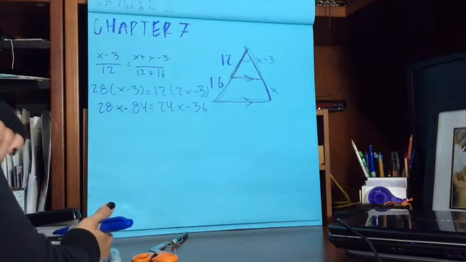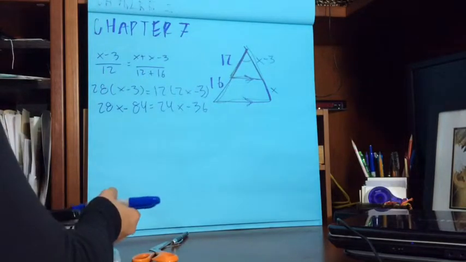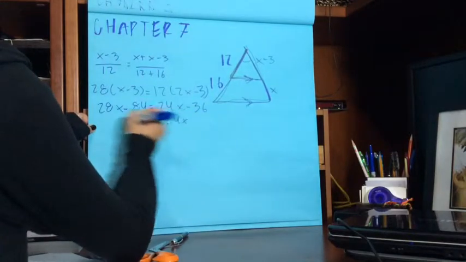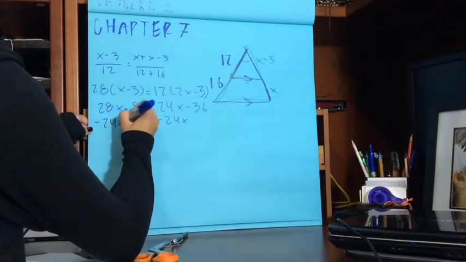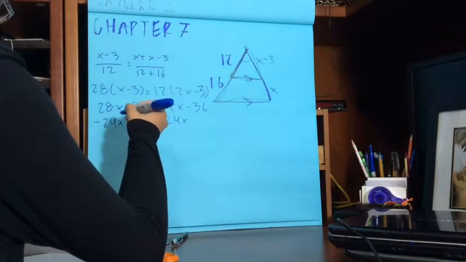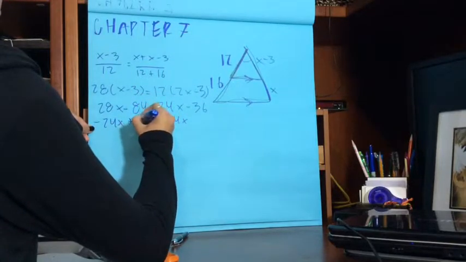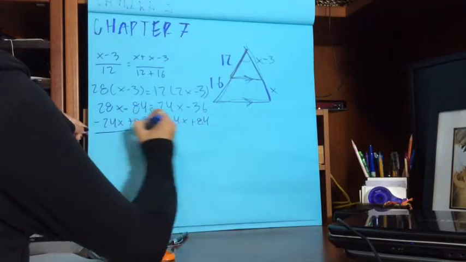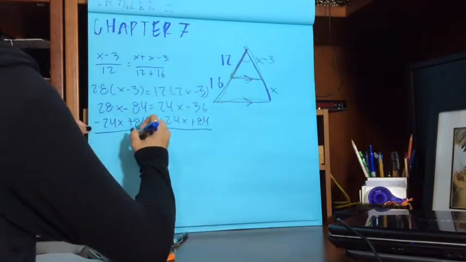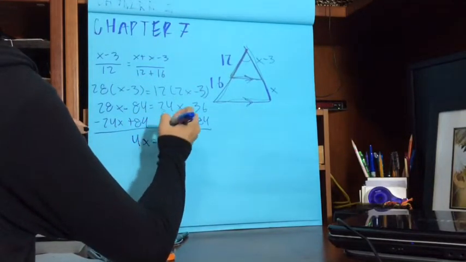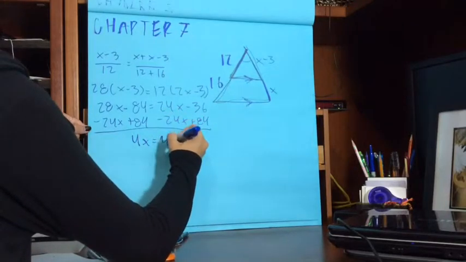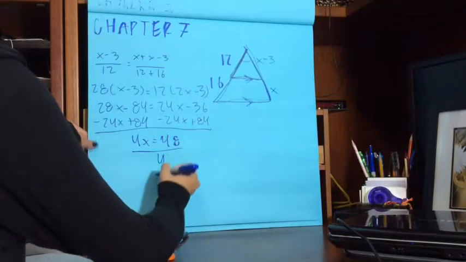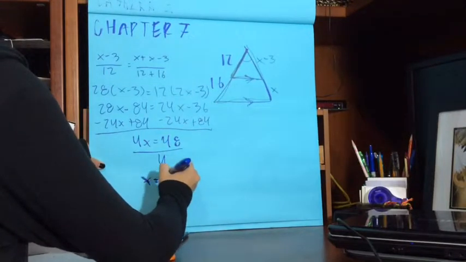Now your next step is to isolate the x onto one side. So you're going to subtract this 24x, and you're going to add 84 to both sides. When you do this, you get 4x is equal to 48. Divide both sides by 4, and you get x is equal to 12.